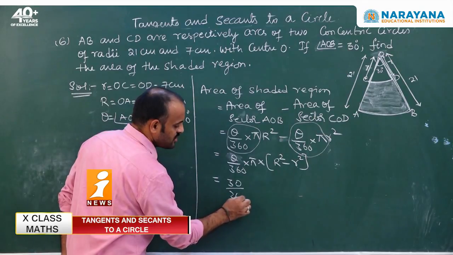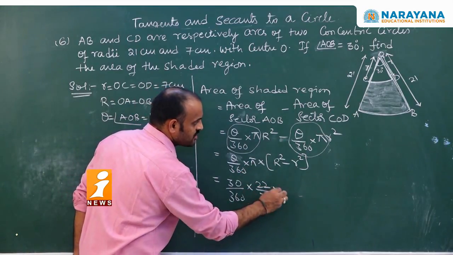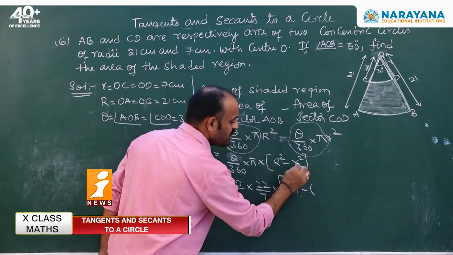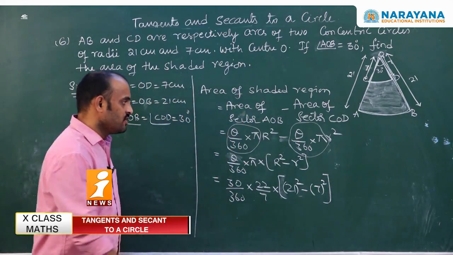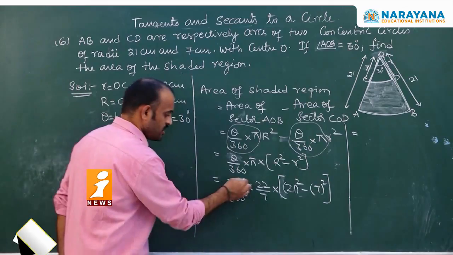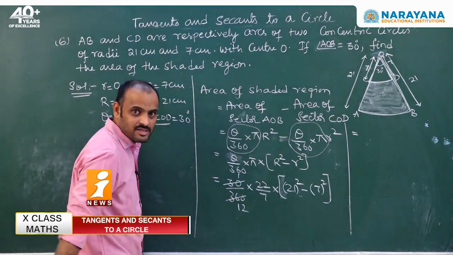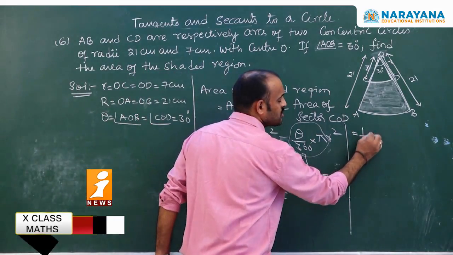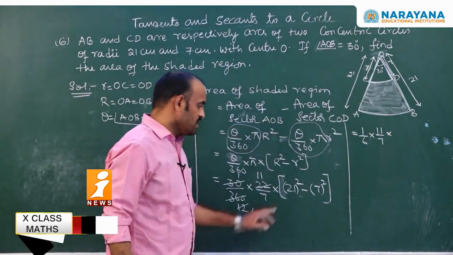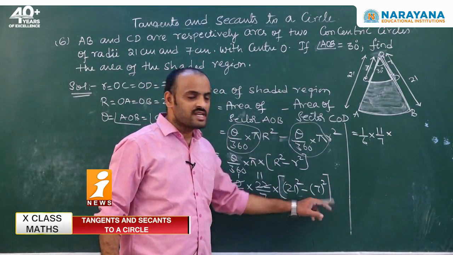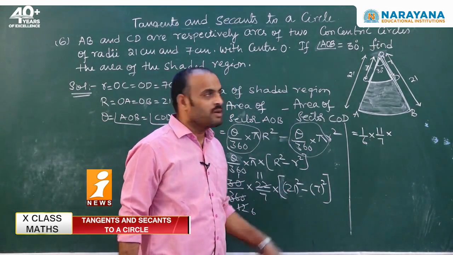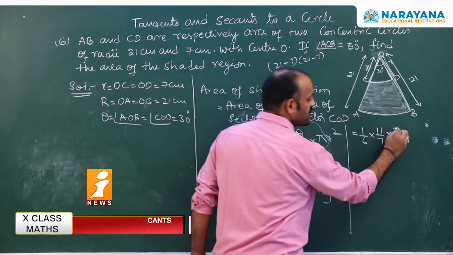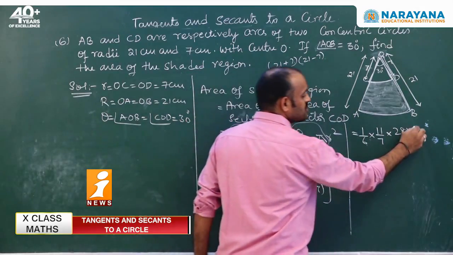30 by 360 into pi, which is 22 by 7, into R square 21 square minus small r square 7 square. See, 30 ones are 30, 30 12s are 360, 2 6s, 2 11s. So 1 by 6 into 11 by 7 into, it is something like a square minus b square, right? What is a square minus b square? a plus b into a minus b. 21 plus 7 into 21 minus 7. 21 plus 7 is 28. 21 minus 7 is 14.